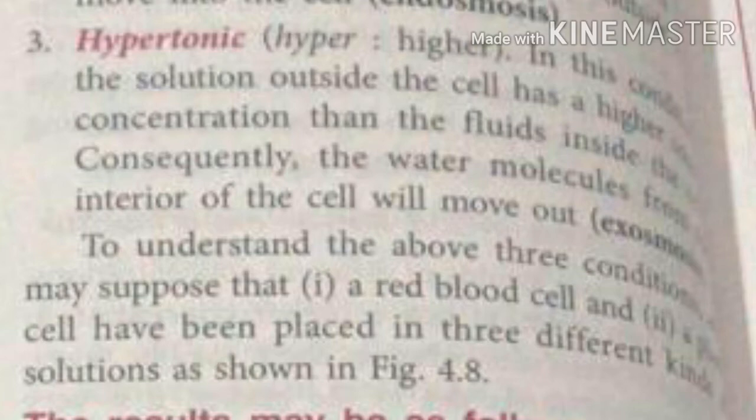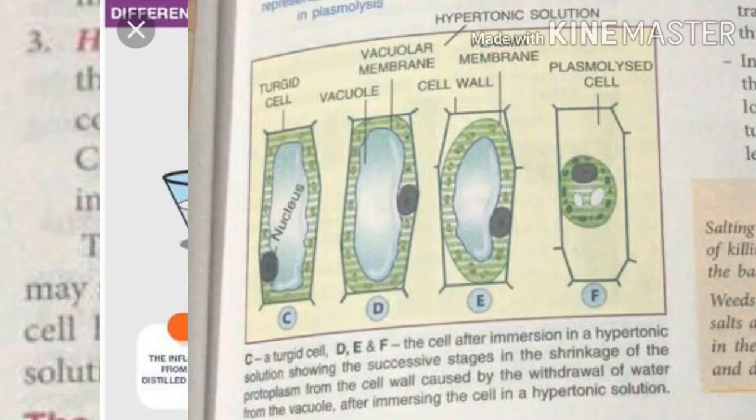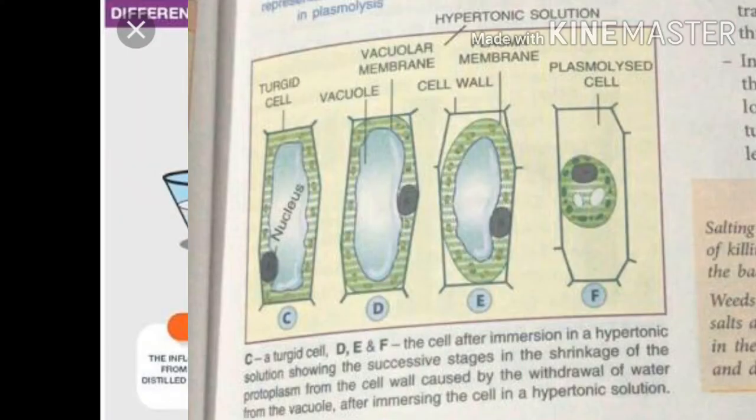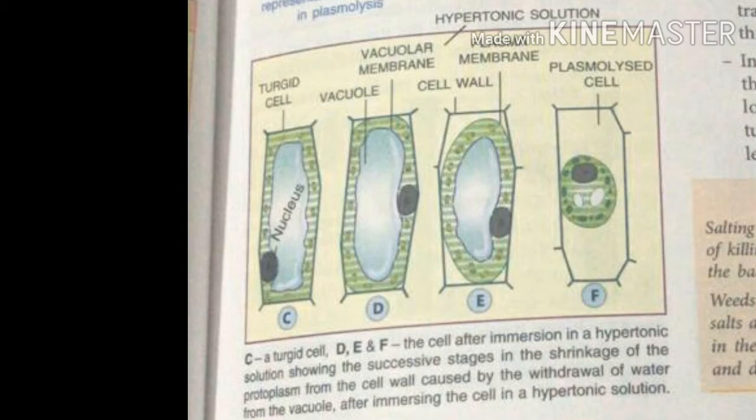So, what is a hypertonic solution? A solution having higher osmotic pressure or higher concentration of solute molecules in comparison to another solution is called a hypertonic solution. If the solution outside the cell has a higher solute concentration than the cell sap, it is called a hypertonic solution. The water molecules will move outside from the cell. As a result, the cell shrinks down. The shrinkage of the cell is called plasmolysis.